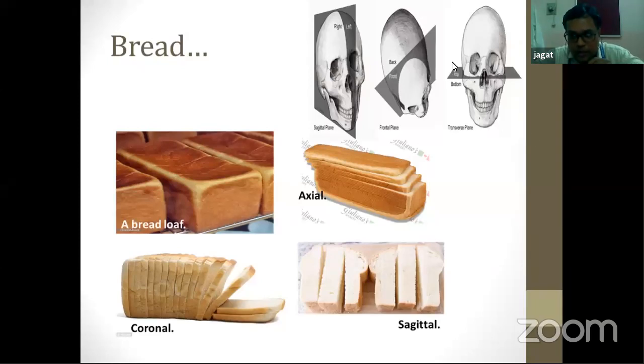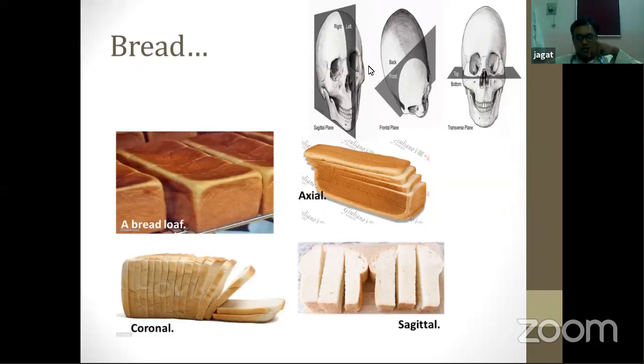So each chop, for example, you see this gray chop here, right? That is the axial section of this particular region. Likewise, the next chop of bread, this slice, is the usual sandwich slice that we get. If I chop my head from the front, from the nose to the back of the vault, along the length of the skull, then it forms a section called the coronal section. So that's the coronal section.